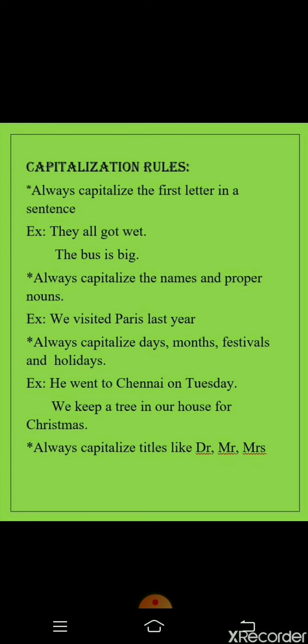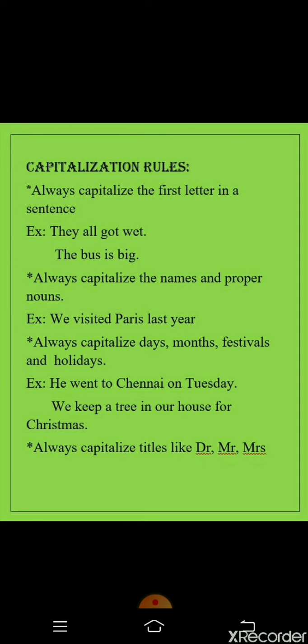Third one, always capitalize days, months, festivals and holidays. He went to Chennai on Tuesday. He is starting with a capital letter. H is starting with a capital letter. Chennai is a proper noun, so C is starting with a capital letter. On Tuesday, Tuesday is a day, so it is starting with a capital letter. We keep a tree in our house for Christmas. So Christmas is a festival, so it is starting with a capital letter.